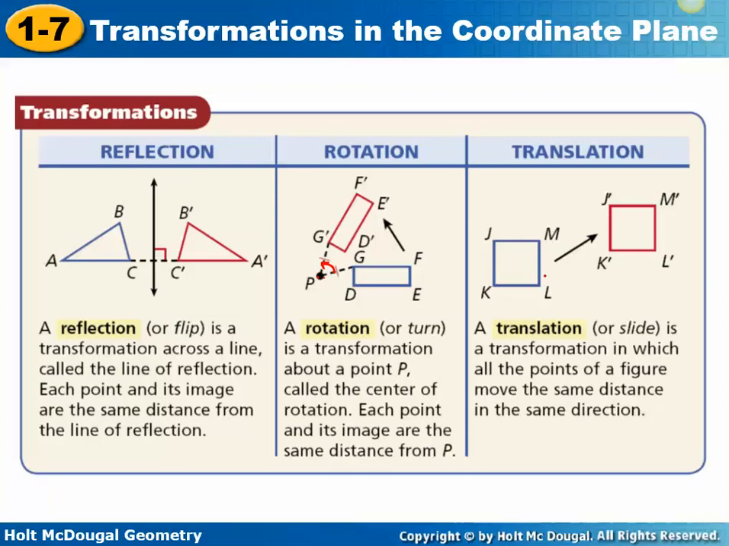And a translation is probably the simplest one. That's sometimes called a slide, and that's when you just move every point the same distance and in the same direction. So M maybe went up 2 and to the right 6, so L went up 2 and to the right 6, and K went up 2 and to the right, and J went up 2 and to the right. So they all go the same amount each time in the same direction.